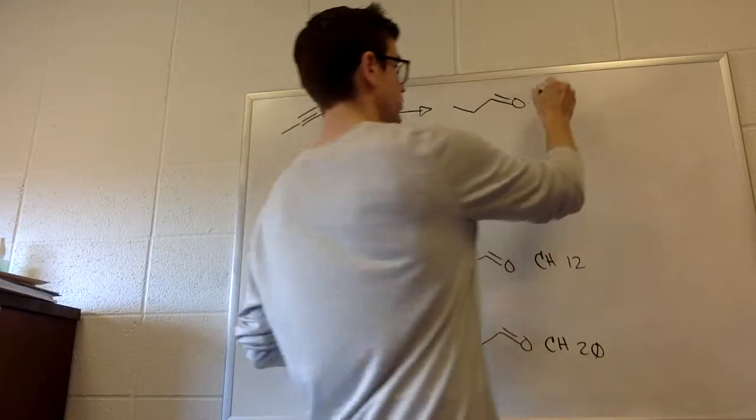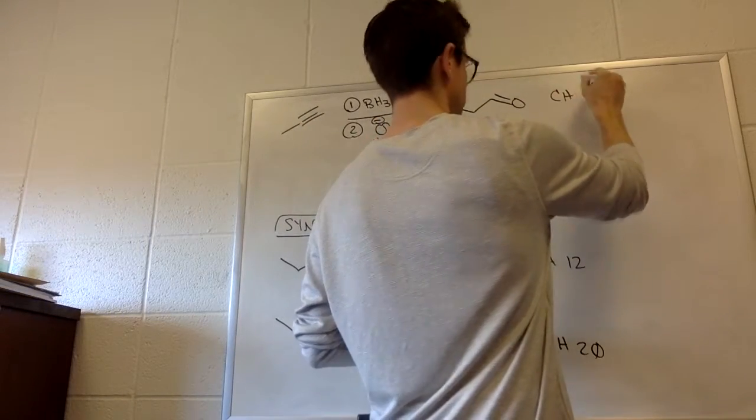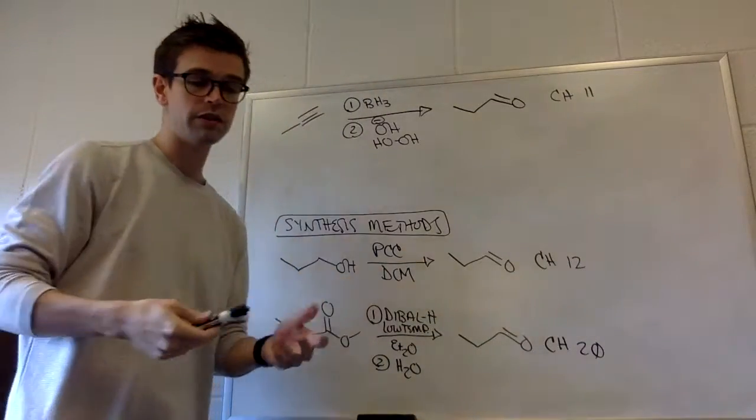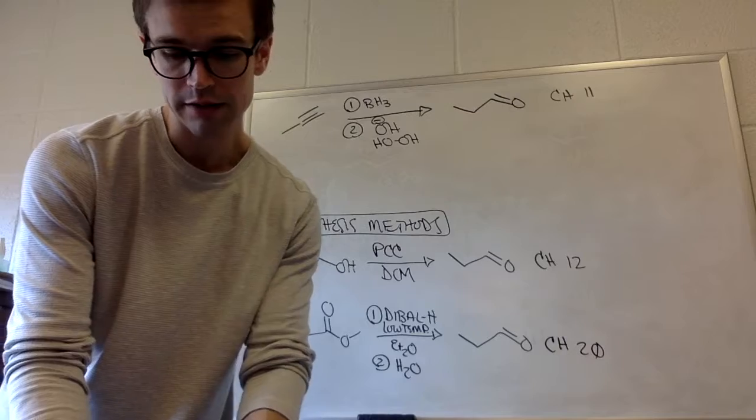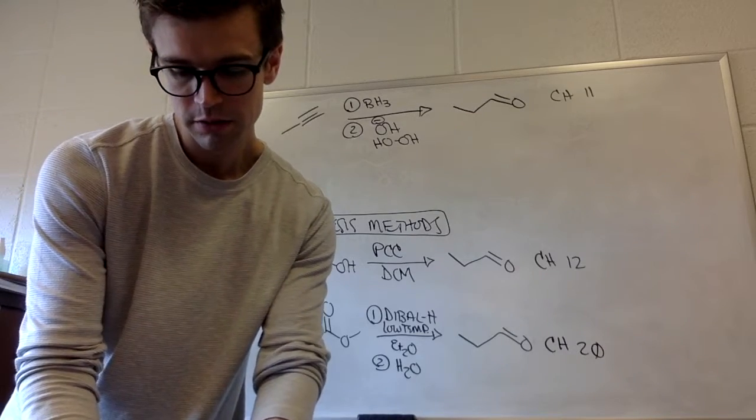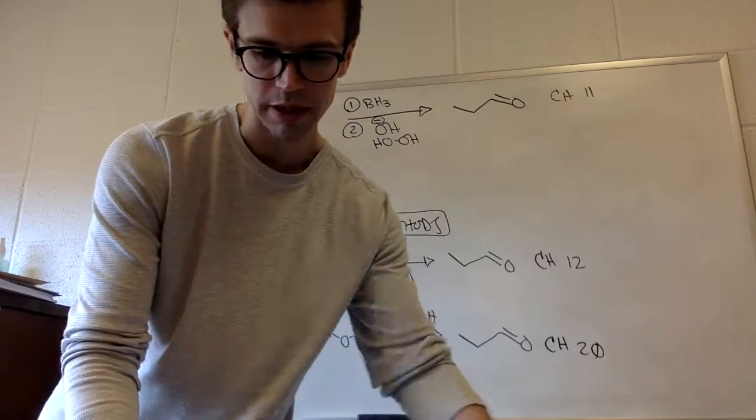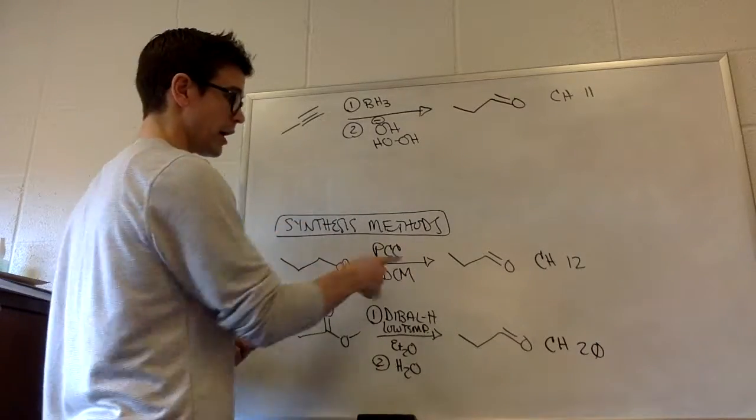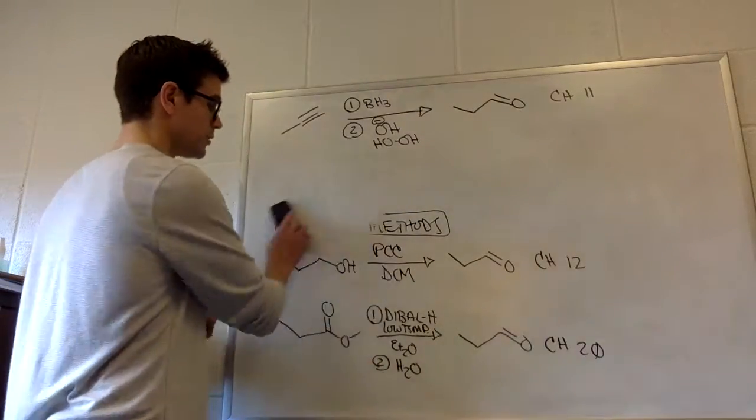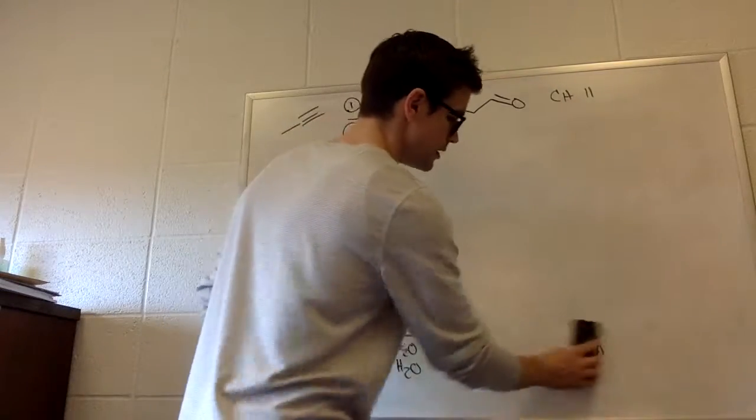This is chapter 12. So all of these, this is chapter 11. So all of these are ways that we can synthesize aldehydes. So go to the next page. So that was synthesis methods for aldehydes, but we also know of lots of ways to make ketones.